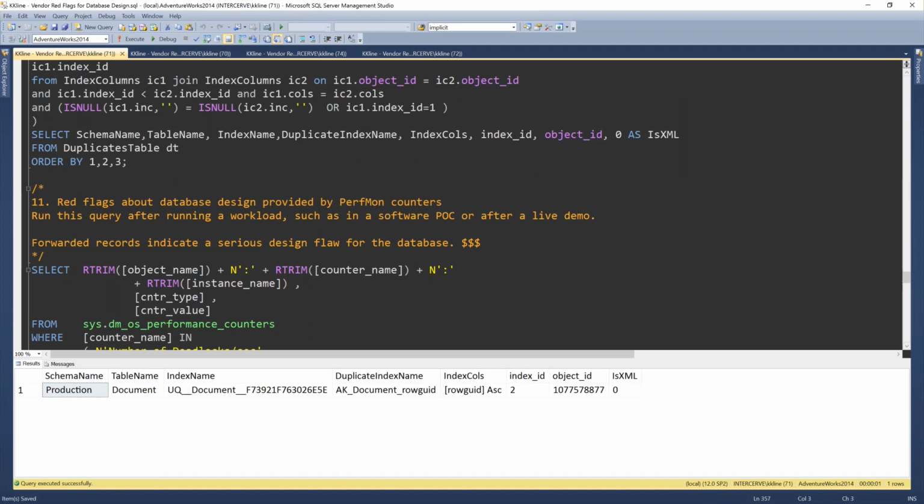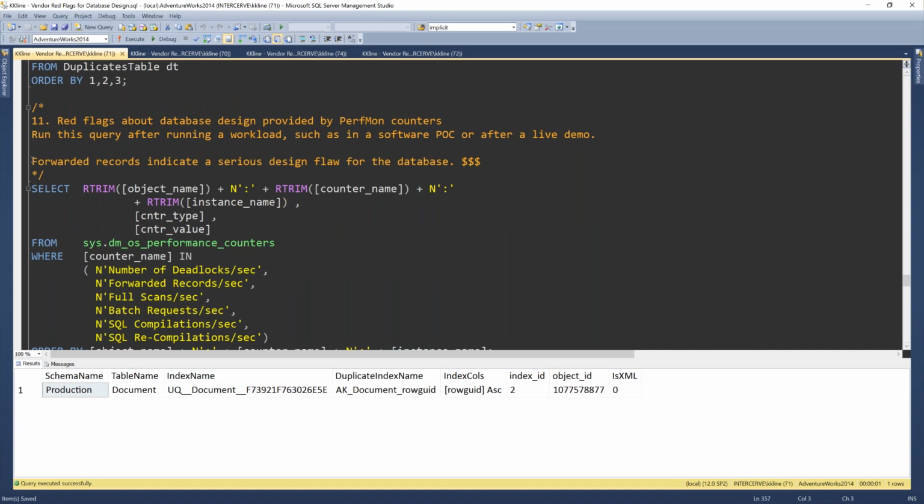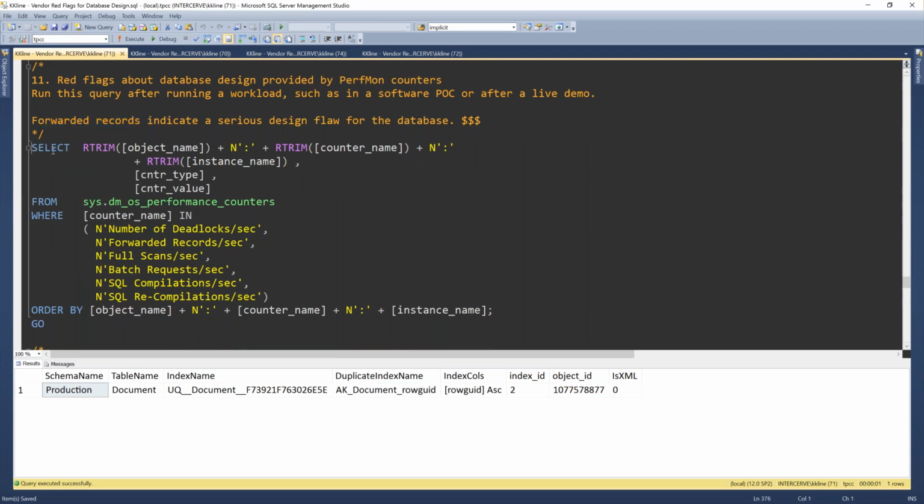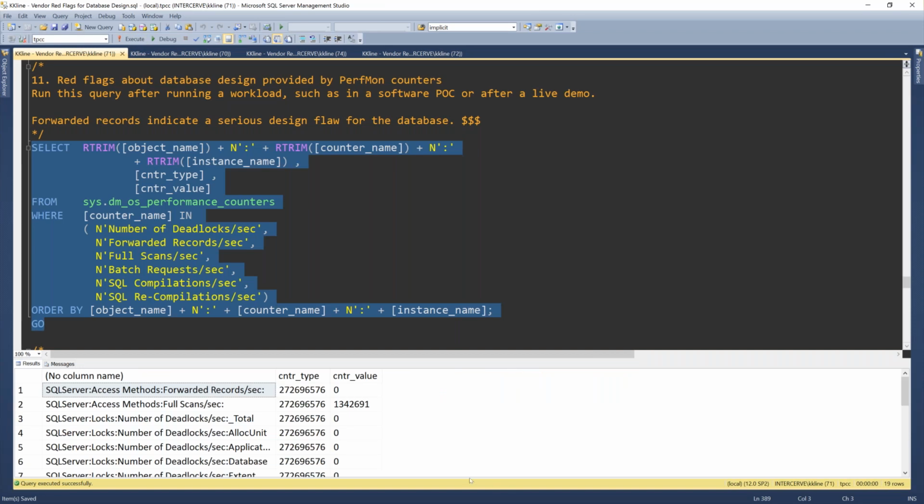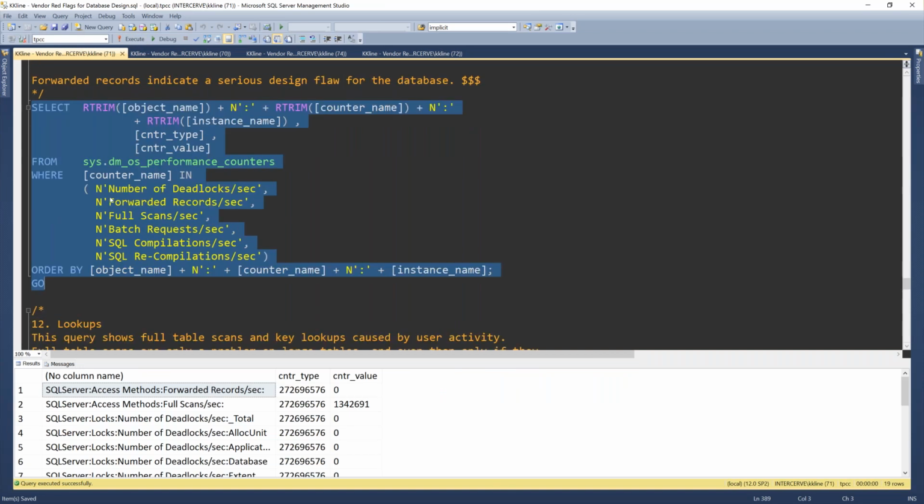All right, here's another red flag. If we find forwarded records in a database, this tells us that not only does the database have heaps, but that it actually has records that are larger than a single 8K data page. And that means SQL Server has to go behind the scenes and create a kind of pseudo clustered index called forwarded record pointers. And this is an enormously expensive operation. So here I'm going to check these different PerfMon counters.